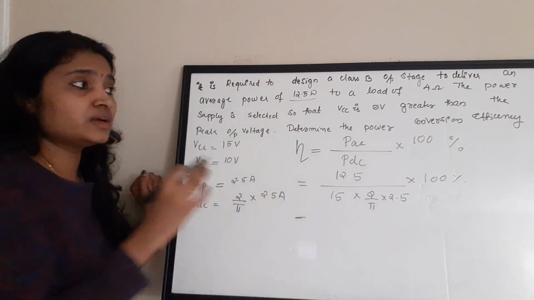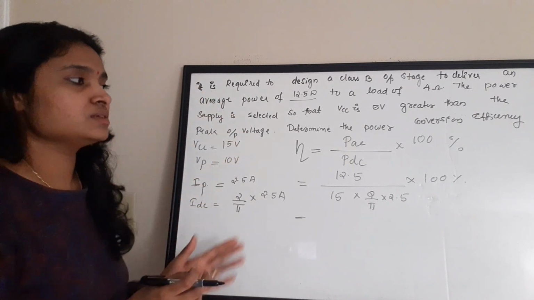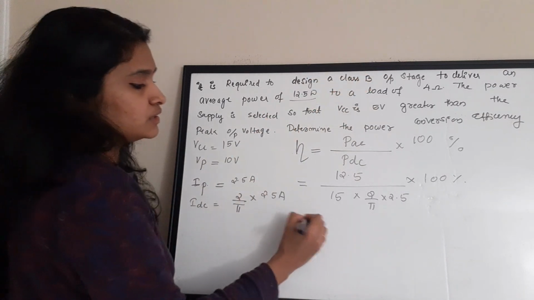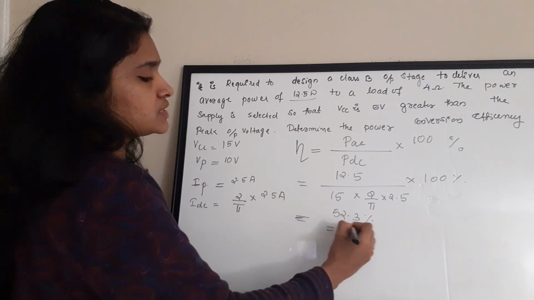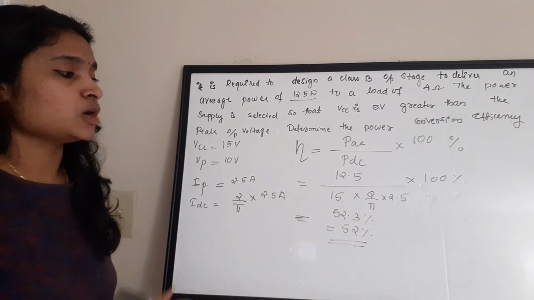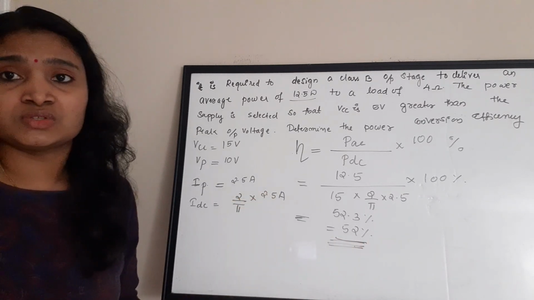This is the power conversion efficiency of class B output stage. Okay, or the power conversion efficiency of class B amplifier. And if you solve it, you will get it as 52.3%, or you can round it as 52% is the efficiency of this class B output stage. Okay. So the answer for this question is 52%.